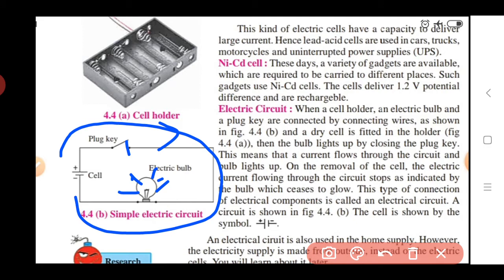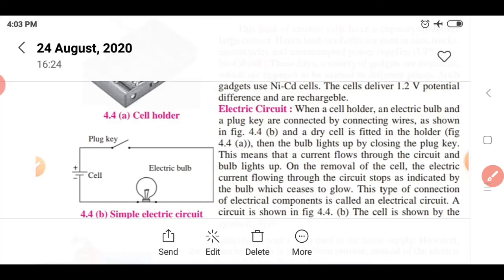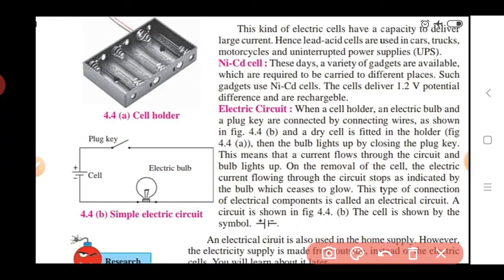But when we stop this, or when we remove this key, as in an open key, there is no electric current supply flowing through the wire. So in that condition what happened? There is no connection between these two wires, so there is no electric current flow through this wire, and the bulb gets ceased. Ceased means it gets closed, or light will not glow in that bulb.